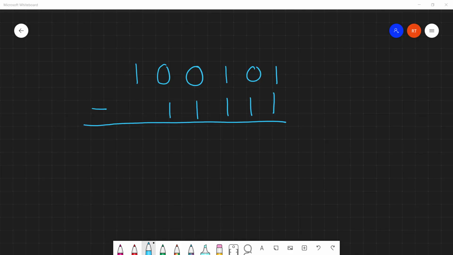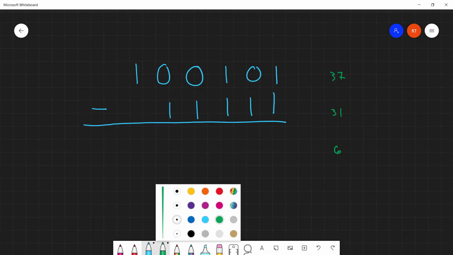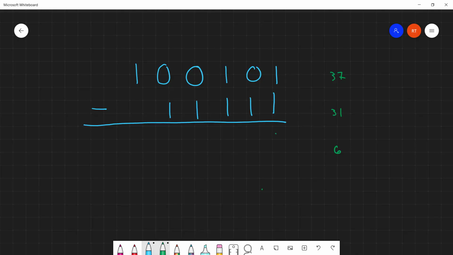100,101 minus 11111. In decimal, this is 37 minus 31, so the answer is supposed to be 6. Let's go through the process. Starting with the ones digit, it's just 1 minus 1, which is 0, and no borrowing is necessary. Moving to the twos place, we have 0 minus 1.